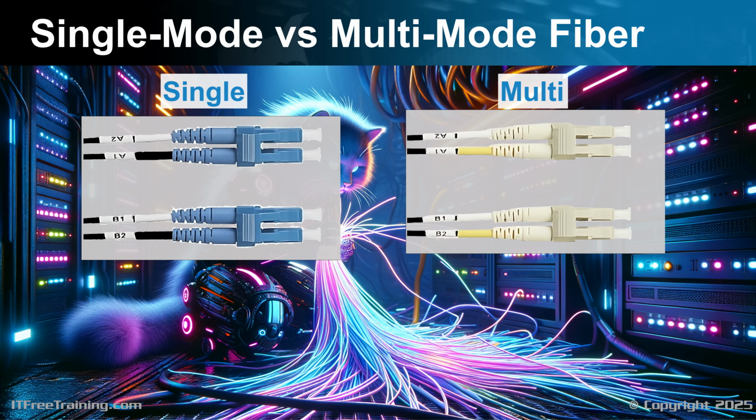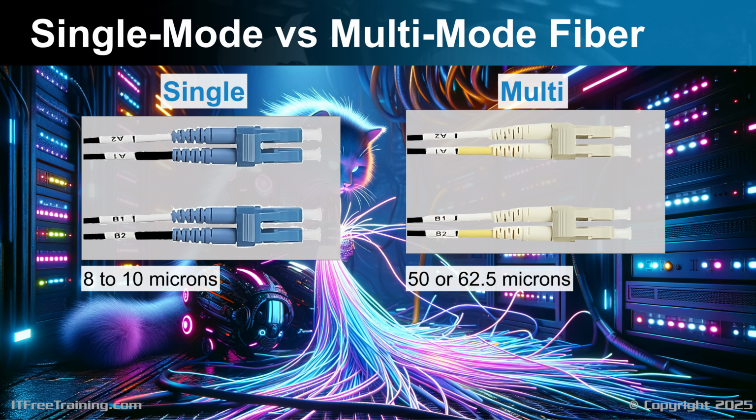The cables will look the same, so you need to read the printing on the cable to determine which is which. Single-mode fiber has a core width of 8 to 10 microns, whereas a multi-mode fiber is 50 to 62.5 microns in width. The narrower core of single-mode fiber limits the light to a more direct path, reducing the amount of light bouncing or reflection within the fiber.